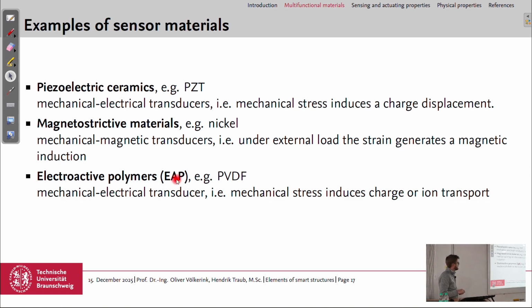And then we have the electroactive polymers, where we also have some different subgroups we will have a look at in the lecture. But an example is PVDF. This is the same material the multifunctional elements in the adhesive bond line are made from. And PVDF is also a mechanical electrical transducer like the piezo ceramic, and it also transduces mechanical stress into charge or ion transport.